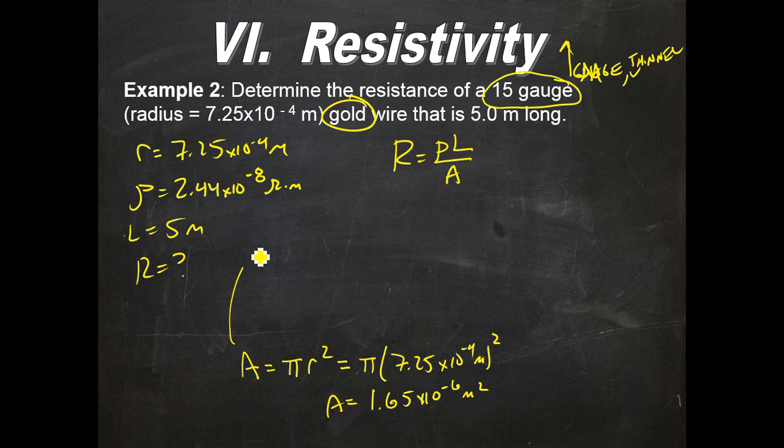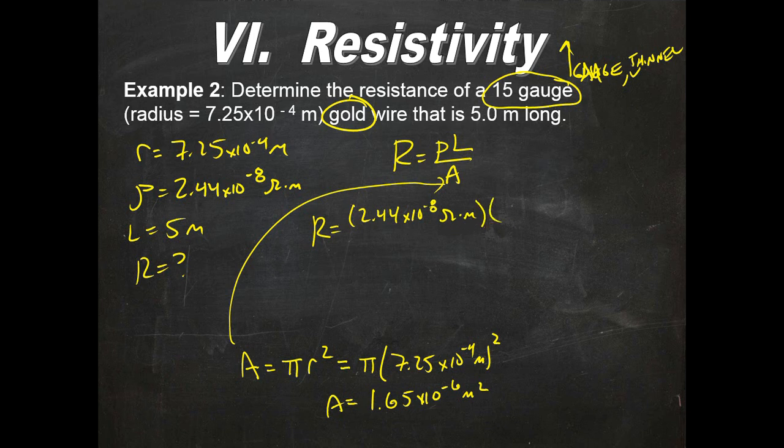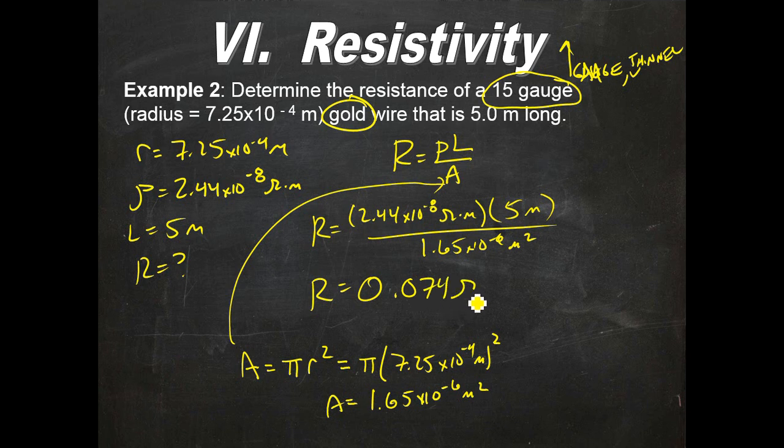Now we know the area, we can plug it back into our original equation. So the resistivity is 2.44 times 10 to the negative 8 ohms times a meter. The length of it is 5 meters. And the area is, as we just calculated, 1.65 times 10 to the negative 6 meters squared. This gives us a resistance of this gold wire to be 0.074 ohms.